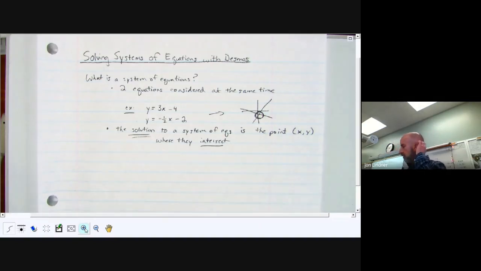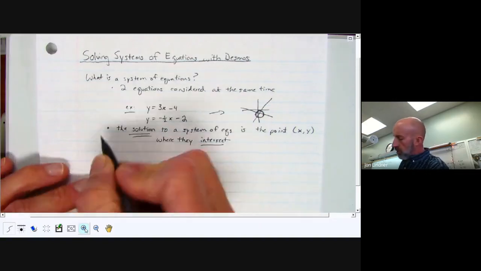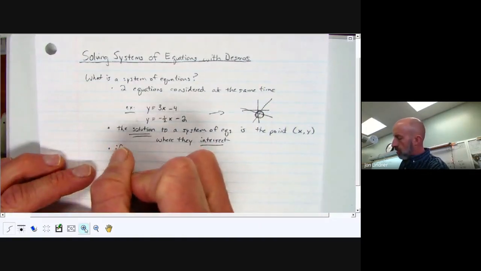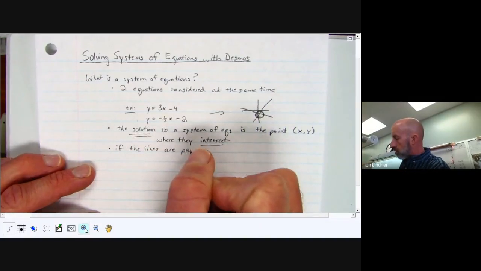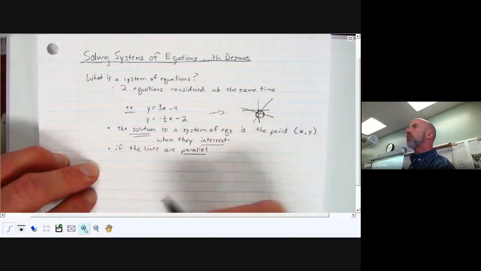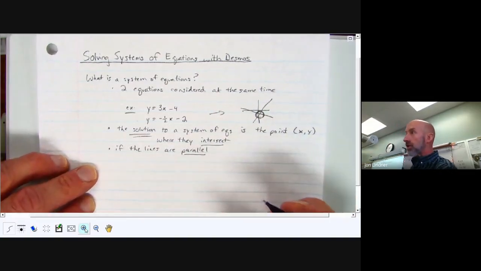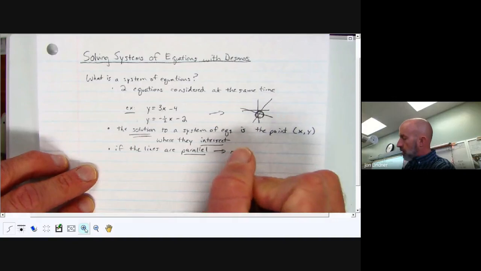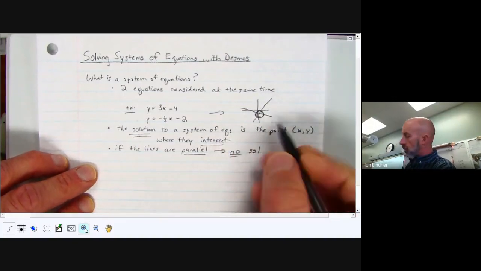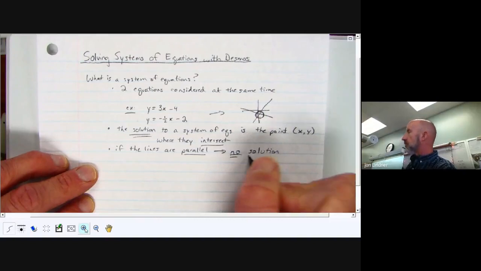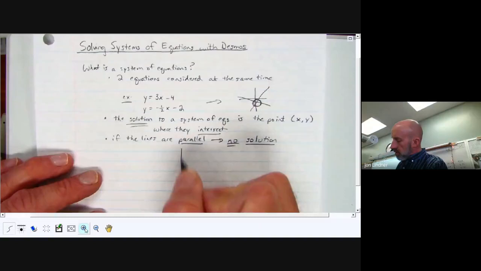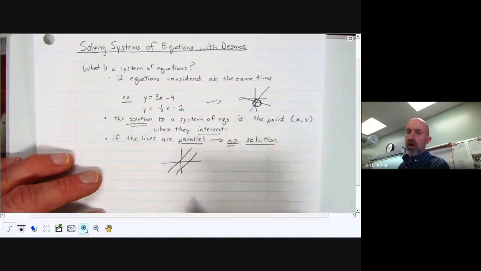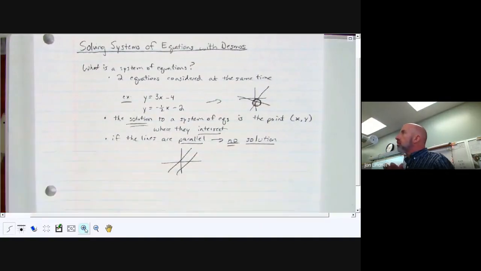But before we do, I also need to bring up this situation. What if the lines are parallel? If the lines are parallel, that means they don't intersect. If they're parallel, there is no solution to the system. Okay, so if you graph your two lines and they're parallel like that, then there's no solution. All right.